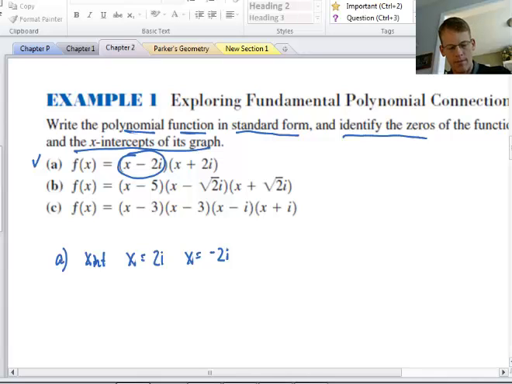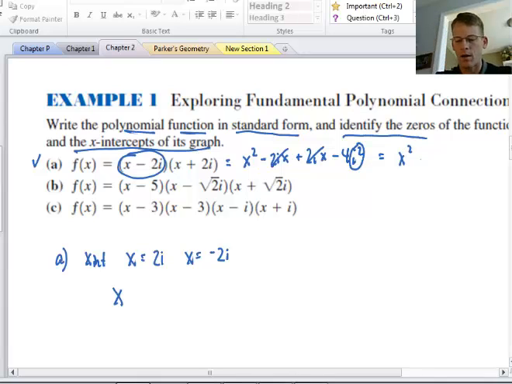But if we were to FOIL it out, and if we were to put it in standard form, foiling this polynomial out, you would get x squared minus 2ix plus 2ix minus 4i squared. And as a result, because these terms cancel, you'll get x squared, and i squared is negative 1. You get x squared plus 4 as our polynomial in standard form.